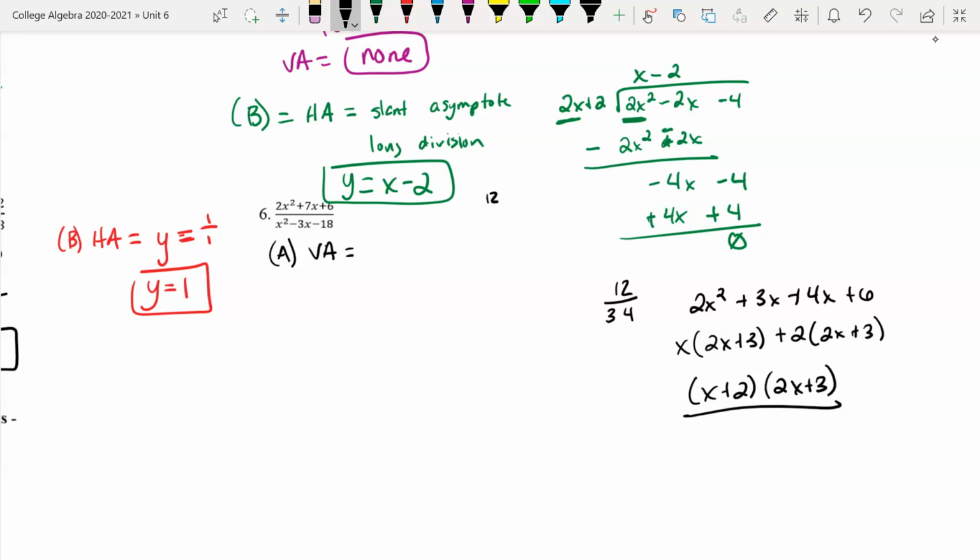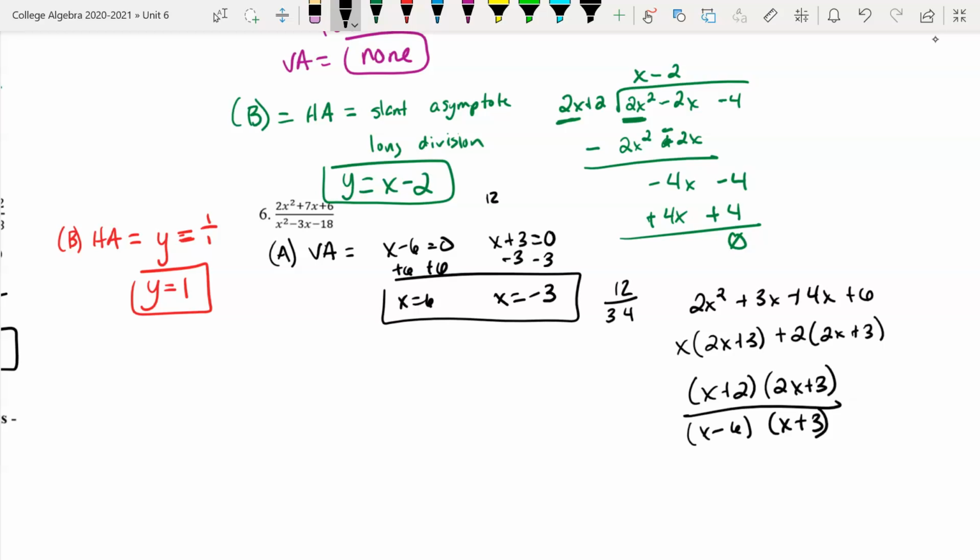So the top's going to factor into this. And the bottom, if I factor it, it'd be -6 and 3. So it multiplies to -18, but adds to -3. We'll notice none of them are the same, so then I'm going to set everything on the bottom equal to 0, and I'm going to solve it. So this one has 2 vertical asymptotes. So I can get 6 and -3. And it's okay if you have more than one.